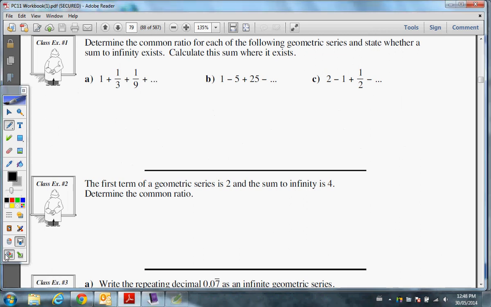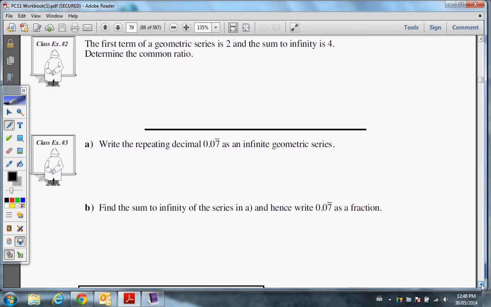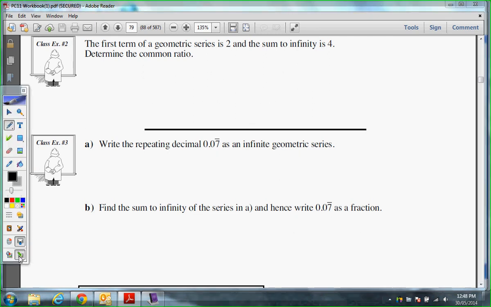All right, and now one of working backwards. The first term of the geometric series is 2, and the sum to infinity is 4. So it gives me the sum, and it gives me the first term, A. The sum to infinity is 4, and A is 2. We want to find R. Note that little double circle is the infinity sign. Well, we know it has to be convergent, so right now you can already know that R is going to be between -1 and 1. Has to be.